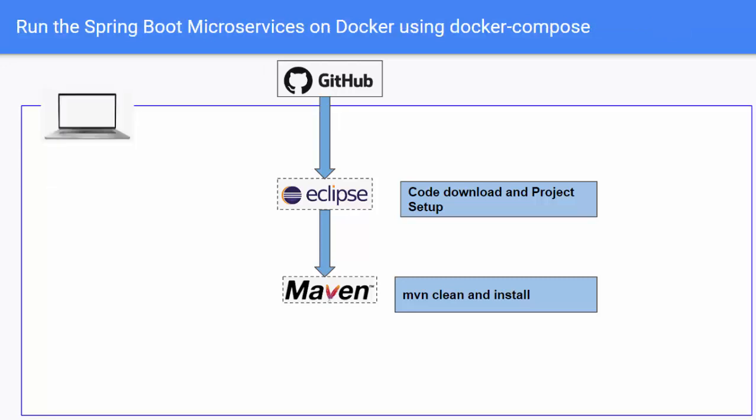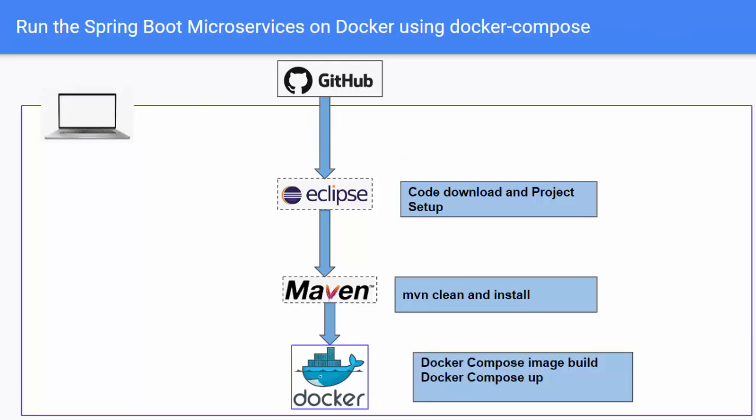Following up, same process. What we need to do, we need to have Docker. And from there, using Docker Compose, we would build the image. And finally, Docker Compose up, we would be using to run those.